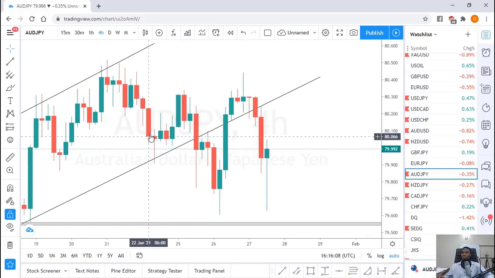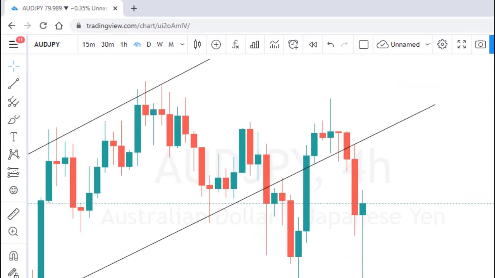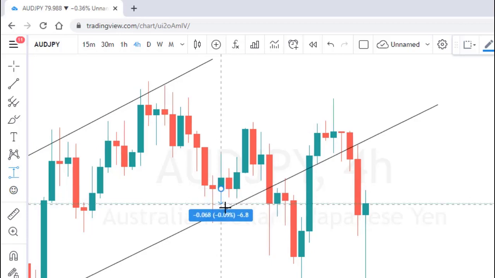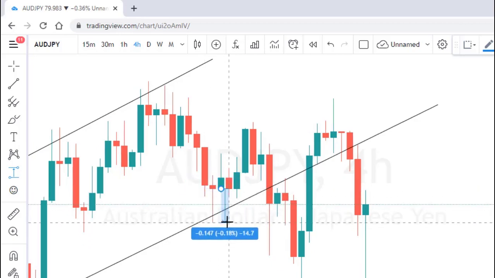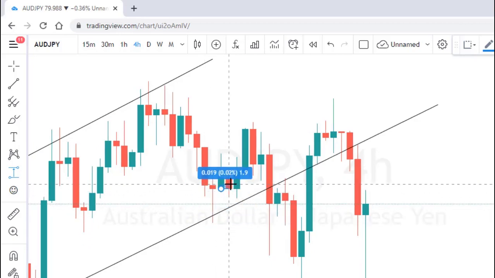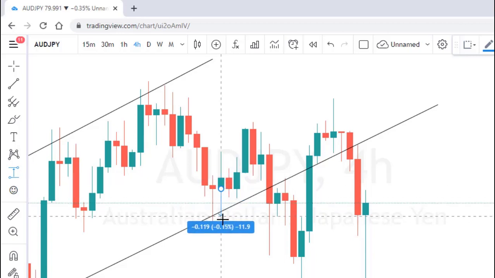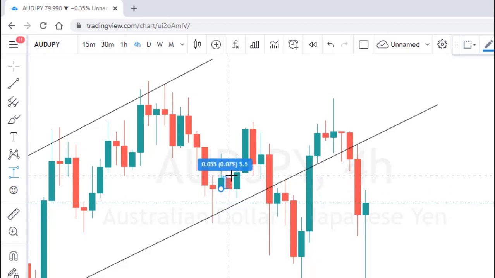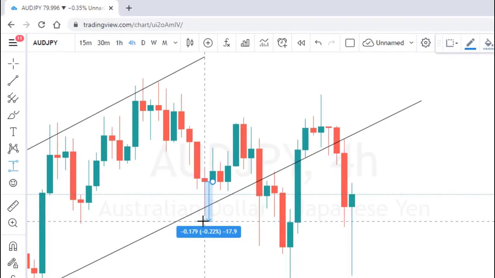So if you take the measurement of this bar right here, from this neckline, you measure from the neckline to the tail right here, that is 14 pips. To the total range of the bar, that is 5 pips. So right here, the tail is at least more than the remaining sides of the head as well as the nose. Okay? So this is a reliable pin bar.